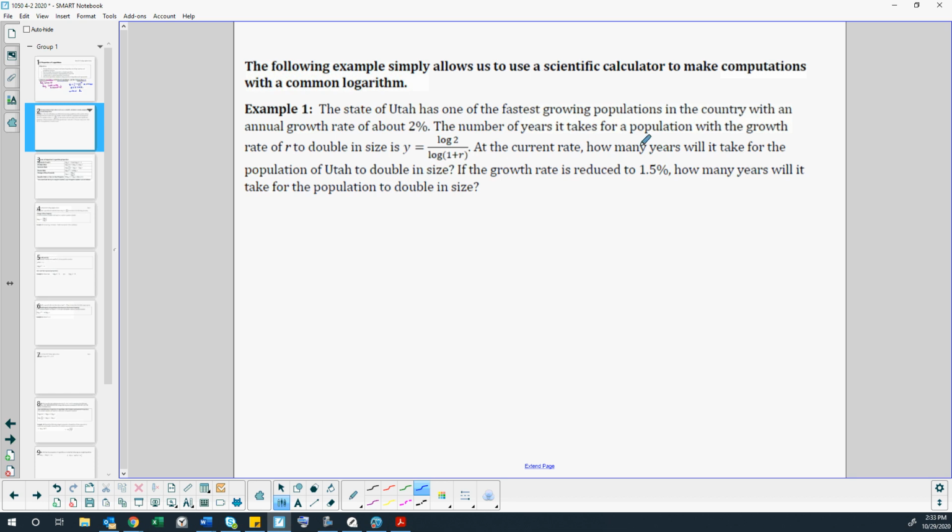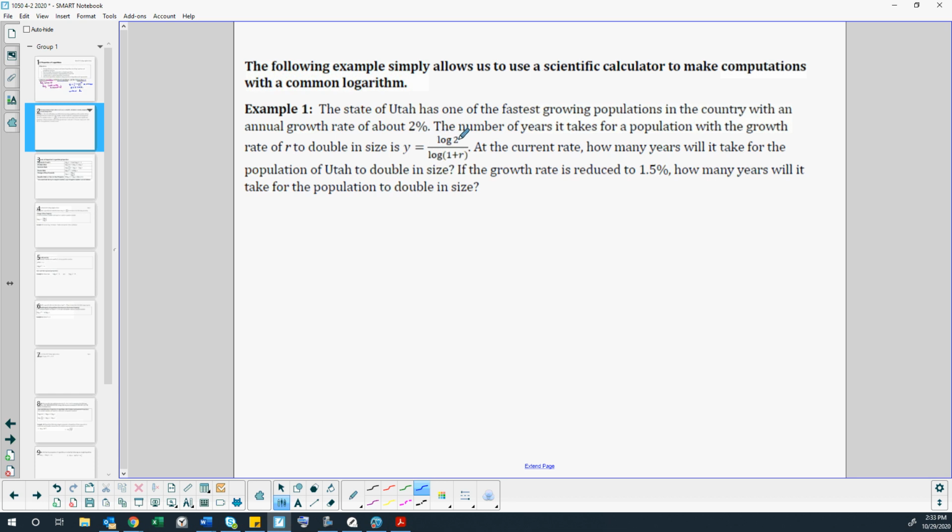The state of Utah has one of the fastest growing populations in the country, with an annual growth rate of about 2%. The number of years it takes for a population with the growth rate of r to double in size is y equals this formula. This is specifically to double the size of a population, and it has to do with that 2 in the numerator. We'll learn more about that later in this chapter.